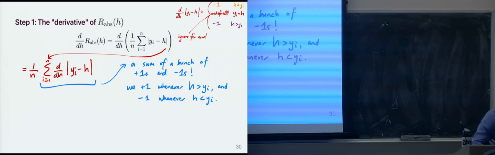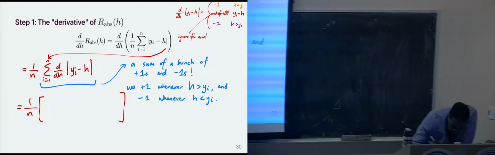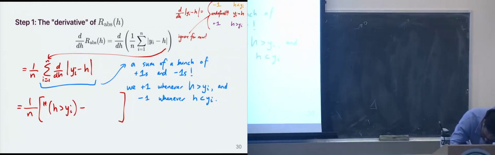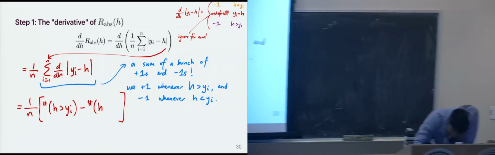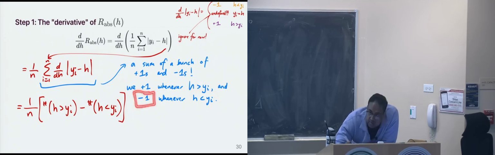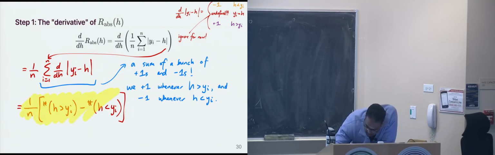And so that means I can write this in this kind of strange form. Okay? It's 1 over n times the number of data points that h is greater than, minus the number of data points that h is less than. Okay? Why is it a minus here? Well, it's the number of points that fall into this case times the value for that case, which is -1. Okay? And this is what we call the slope of mean absolute error.